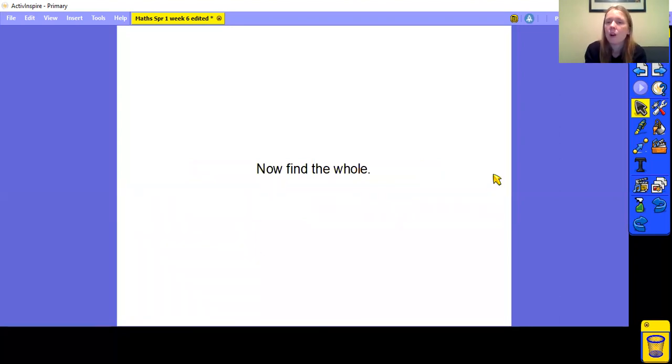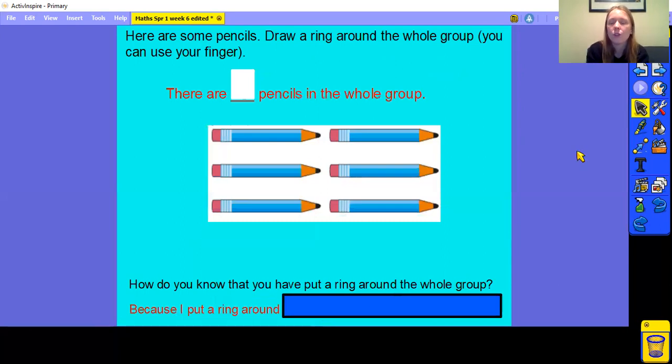This time, we're going to find the whole. So here are some pencils. Draw a ring around the whole group. You can use your finger. Don't worry, you don't have to draw the pencils. Draw a ring around the whole group of pencils.